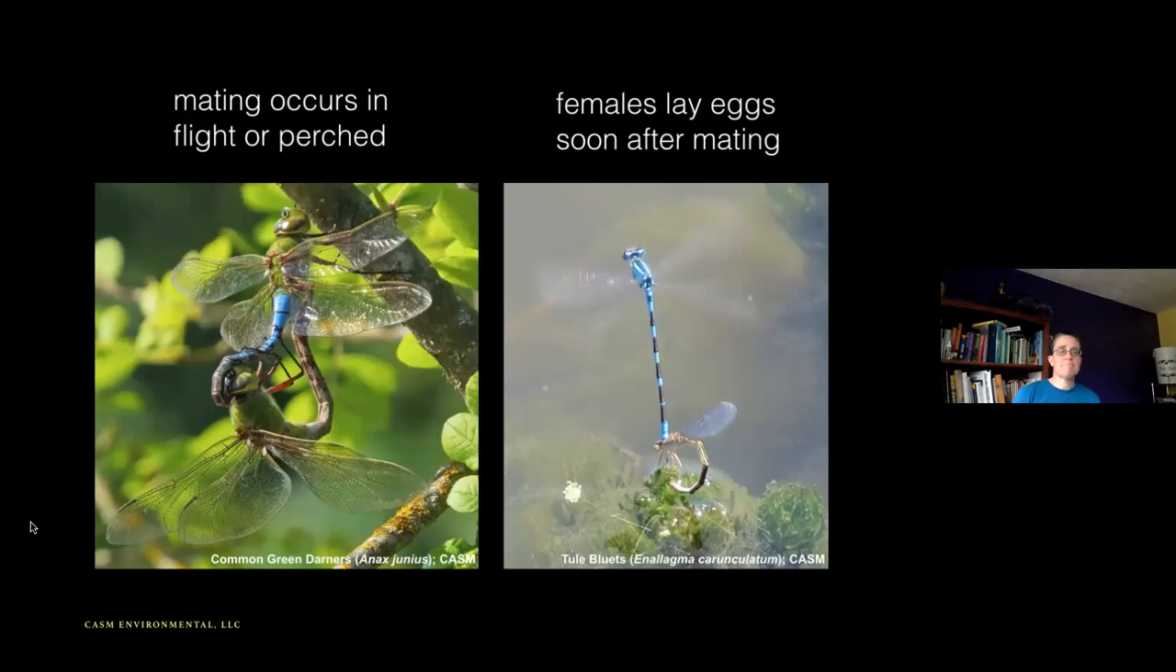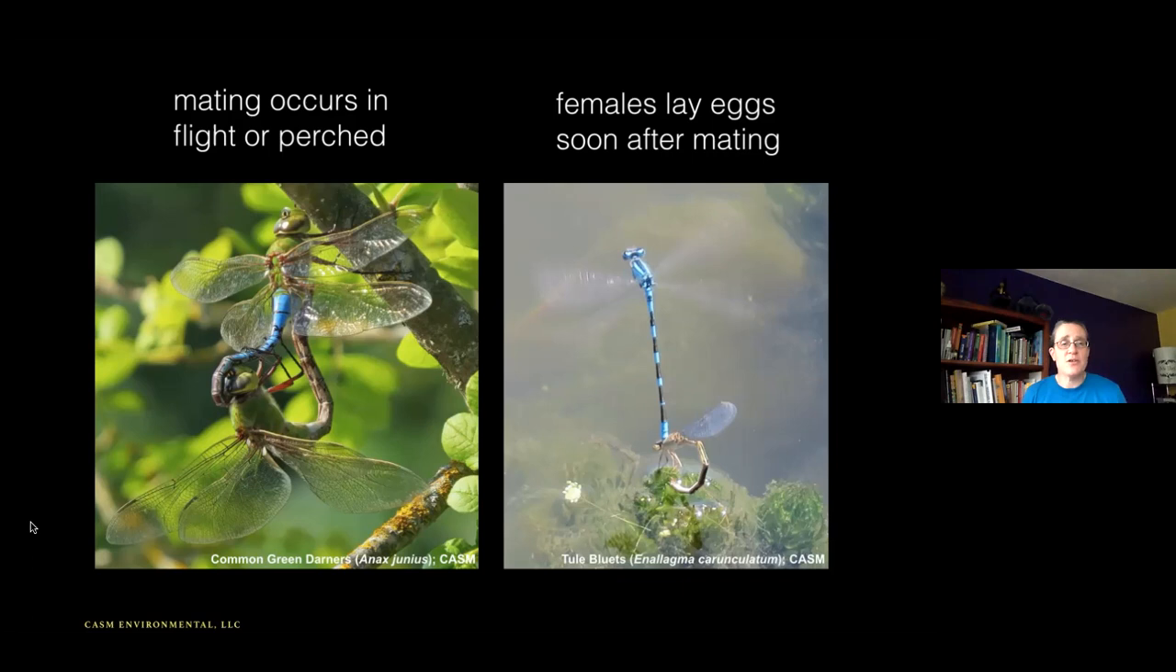One of the things that sometimes startles people that are new to looking at dragon or damselflies is that sometimes they will see this sort of weird heart-shaped or wheel-shaped tumble that appears to be made up of more than one dragon or damselfly, maybe perched on a tree, the way those common green darners are, or maybe perched on shrubbery or foliage or on the surface of some floating vegetation, the way the tule bluets on the right are. And this has to do with the way that dragon and damselflies engage in copulation, in reproduction.